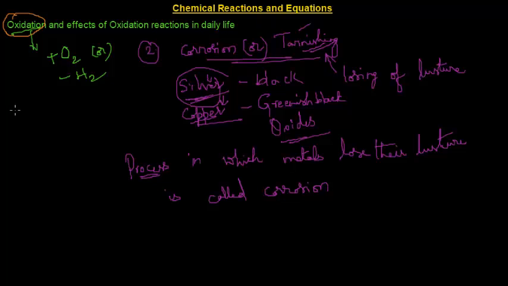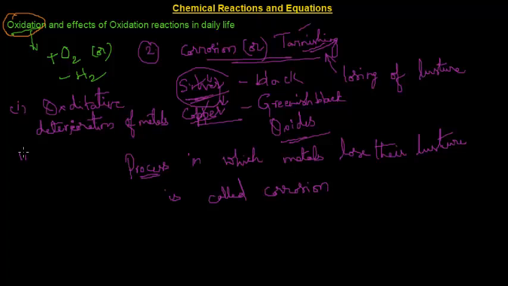So, the first point you have to remember is corrosion is oxidative deterioration of metals. See here, this is getting oxidized, this is also getting oxidized, but it is getting deteriorated in its quality. So, this is called oxidative deterioration of metals.